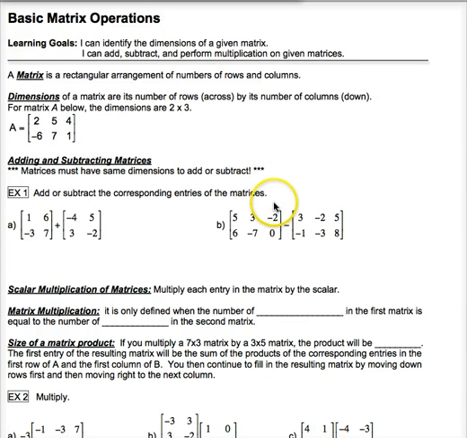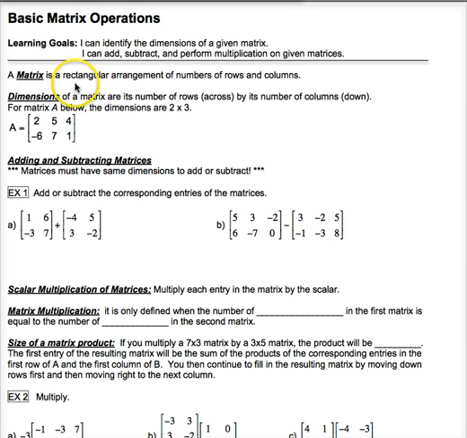All right, going to talk about basic matrix operations, and we're doing a mini lesson; you will study further when you do pre-calculus. So our learning goals: we need to be able to identify dimensions of a given matrix. We need to be able to perform basic matrix operations, which would be adding, subtracting, and multiplication on the given matrices. So we should probably know what a matrix is if we're going to talk about them.